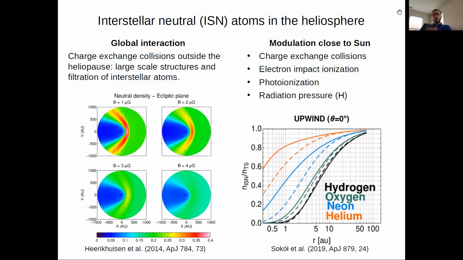So it's very hard for us to directly sample hydrogen atoms. We have something, I will show it on the next slide, but it's much less. That is better for helium, oxygen, or neon, but still it's processed. So it's not what's directly coming from the interstellar medium. We can go to the next slide.